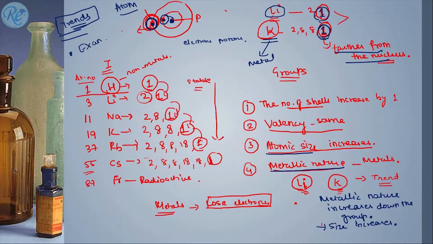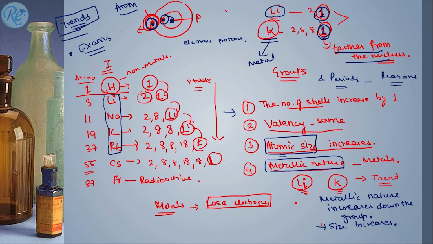Now, one thing to note down is that this part of trends is the most important part for your exams. The frequently asked questions that you see are, they'll ask you the trends in groups and periods. They'll ask you the reasons for the trends, or they can ask you to arrange the elements in one of these trends. That means they can ask you to arrange these elements in their increasing or decreasing order of atomic size. Or they can ask you the trend in the metallic property. They can ask you its reason, or they can give you a list of these elements and ask you to arrange them in increasing order of metallic nature. So these are the questions that can be formed from this part.